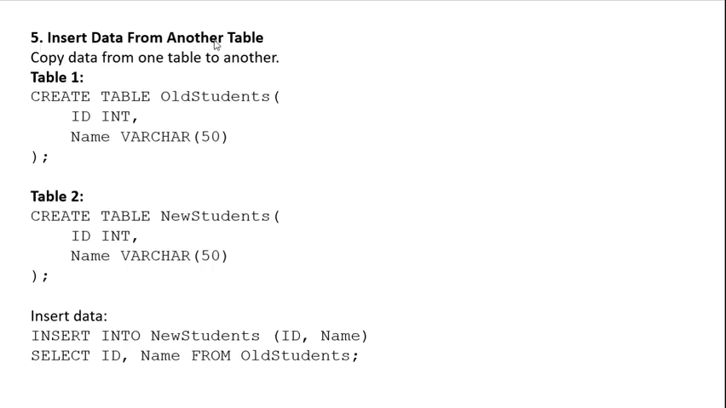Fifth is inserting data from another table, which copies data from one table to another. Table 1: create a table called old_student, and inside the brackets the ID is an integer and name is VARCHAR(50), then close the brackets and the semicolon. Table 2: create a table with the name new_student, and inside the brackets the ID is an integer and the name is VARCHAR(50), then close the brackets and the semicolon. After that, insert the data into the other table: INSERT INTO new_student, brackets with ID, name as the column names, and then SELECT ID, name FROM the old table name. So this inserts the data from the old table into the new_student table.